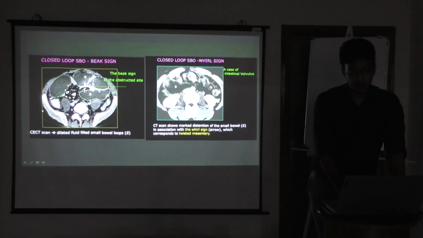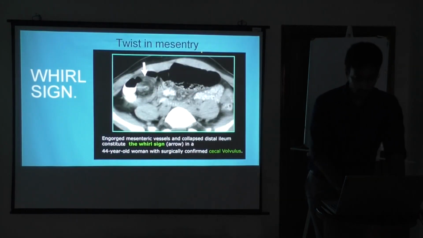So if you identify something twisting, the whorl sign, it indicates volvulus. It could be midgut volvulus, cecal volvulus. Again, the cause doesn't matter when you can identify the abnormality. Whorl sign you can see in this. So oral contrast is given. You can see as if some tornado is there. This is called the whorl sign.